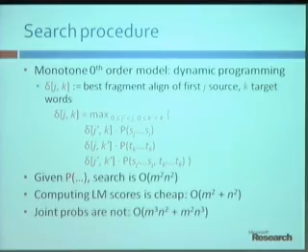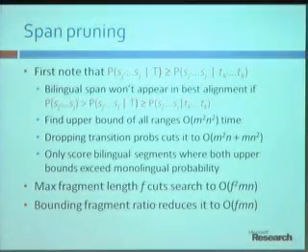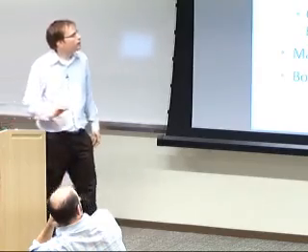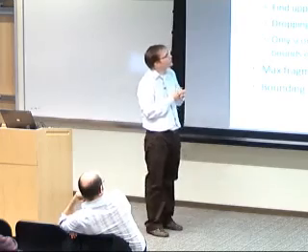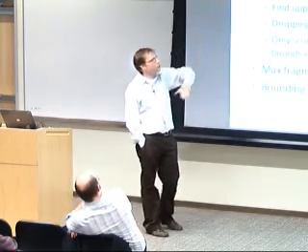So to speed up the search process, we introduce several optimizations. First, we can note that the score of a fragment that covers from J prime to J and K prime to K in the sentence is bounded from above by the probability of predicting that span of source words given the whole target sentence.